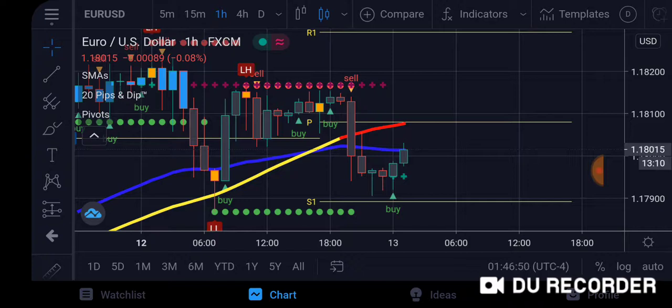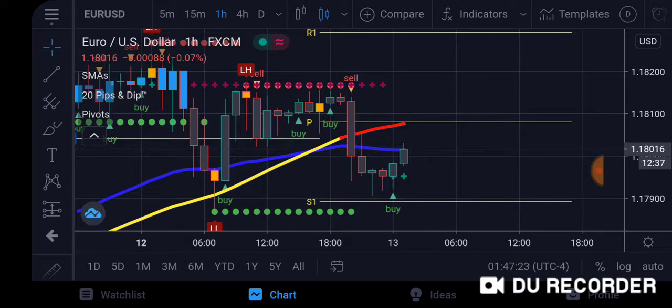Today we're going to talk about the 20 pip and dip indicator. We're working with the Euro US dollar right now. My technical analysis from Sunday was that it was going to drop. We wanted a little pullback. We said that the DXY, the dollar index, is very weak, and when the dollar is weak, the euro is going to push up.